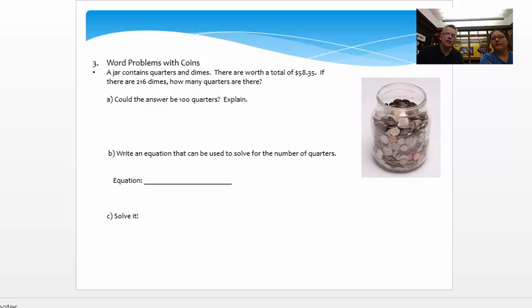It says a jar contains quarters and dimes. They're worth a total of 58.35. If there are 216 dimes, how many quarters are there? Okay, so we're not going to answer the question right away.